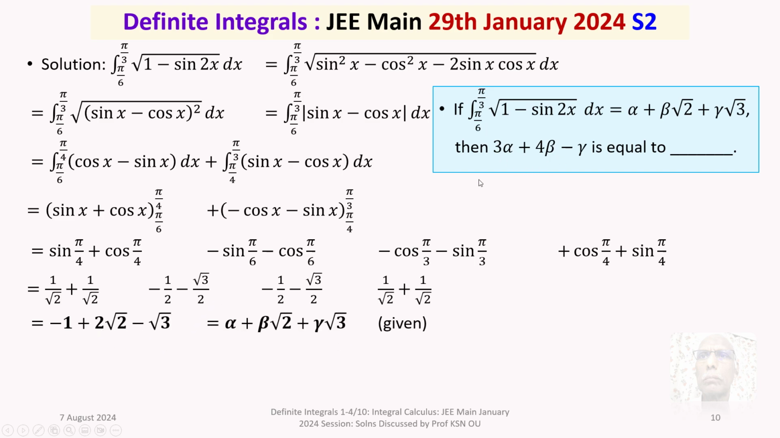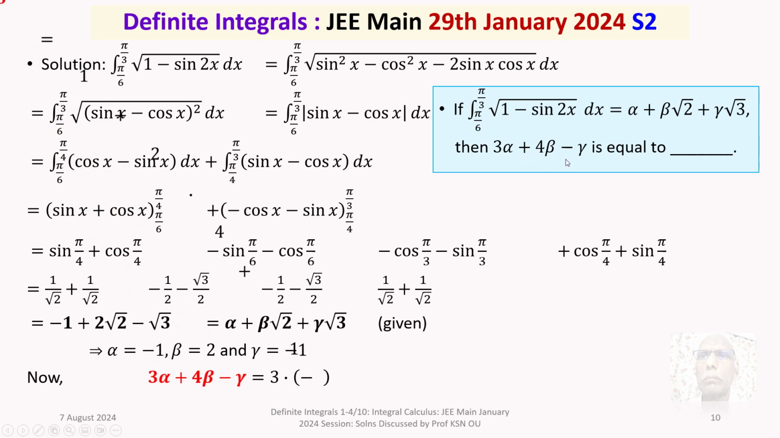This is given to be alpha plus beta root 2 plus gamma root 3. Comparing the terms, alpha is equal to minus 1, beta is equal to 2, gamma is equal to minus 1. Now we want 3 alpha plus 4 beta minus gamma: 3 times minus 1 plus 4 times 2 minus gamma is plus 1. Simplifying, we get 6. The answer to this question is 6.